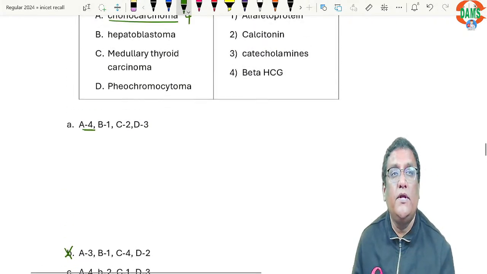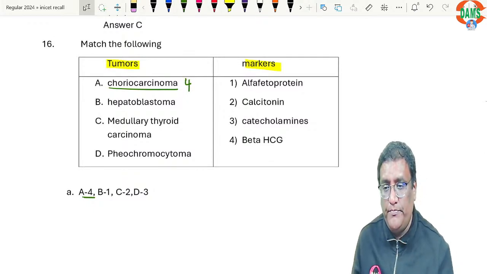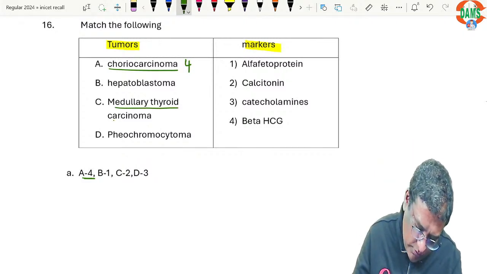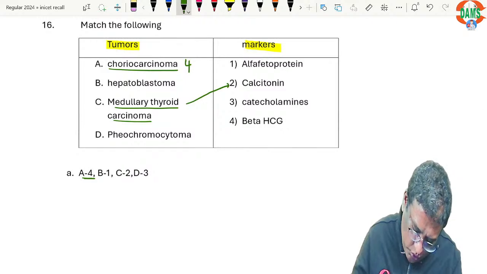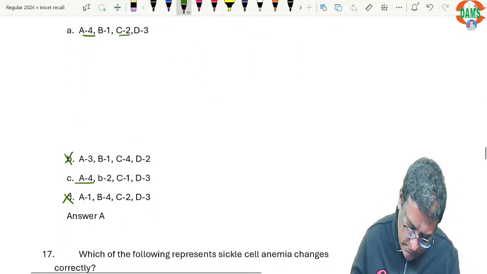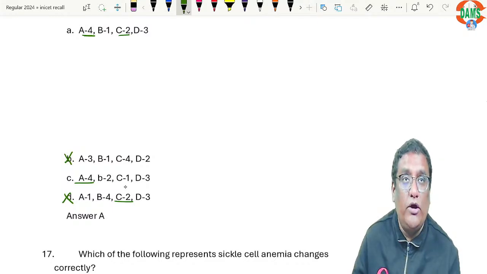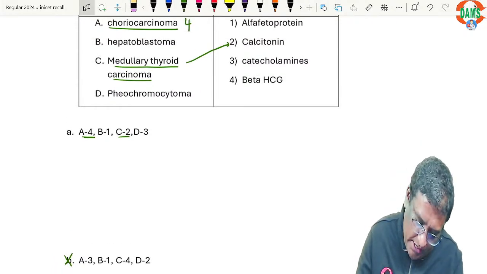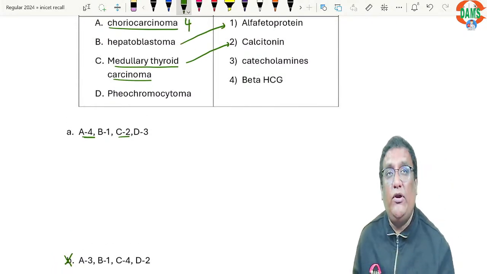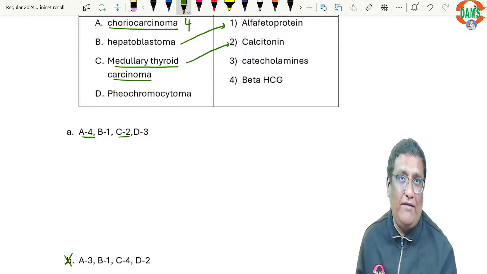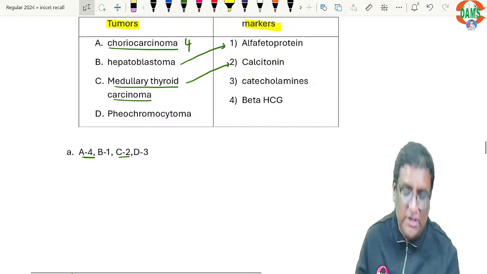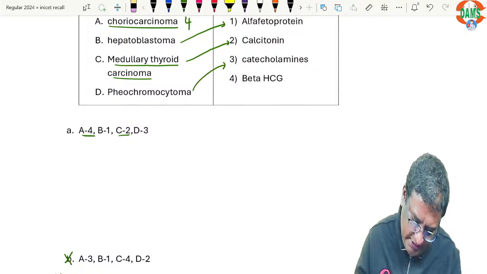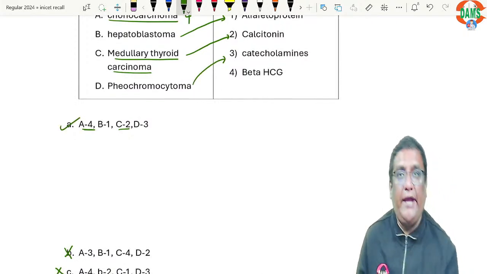Then next, hepatoblastoma. Even if you did not know, you can go to the next one. Medullary carcinoma of thyroid is calcitonin, C is 2. But this has already been ruled out, so this is also ruled out. The answer is option A then. Hepatoblastoma: alpha fetoprotein. Both HCC and hepatoblastoma, hepatic origin tumors, will show alpha fetoprotein, and beta HCG, and in pheochromocytoma catecholamines will be there, right? So the answer is option A.